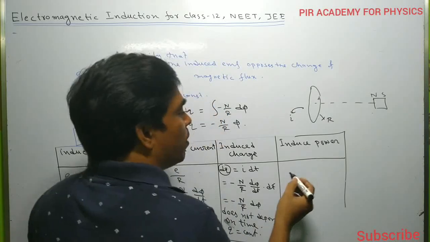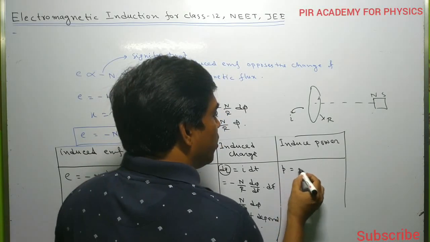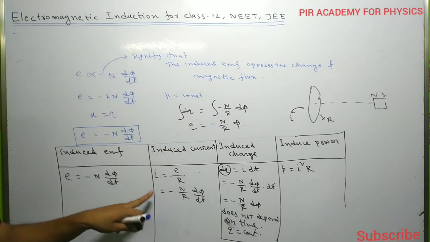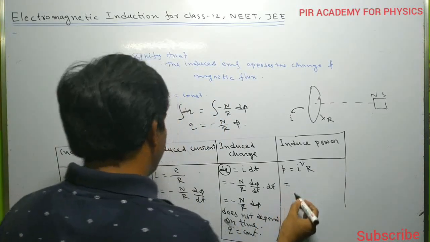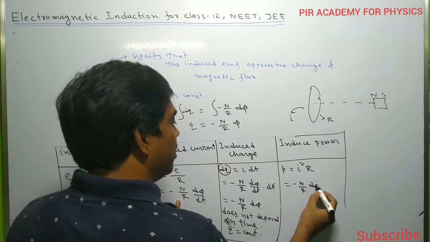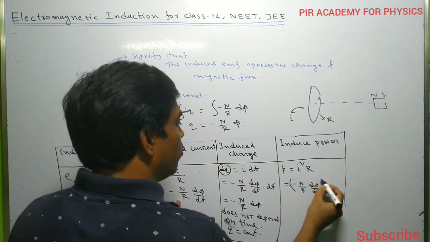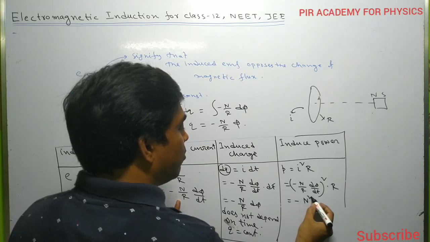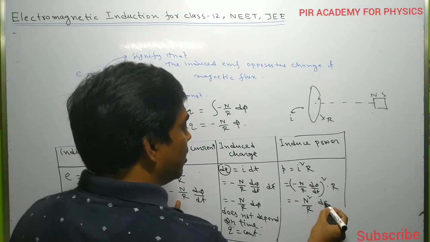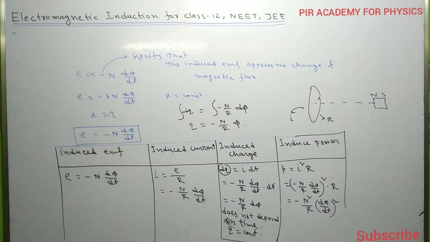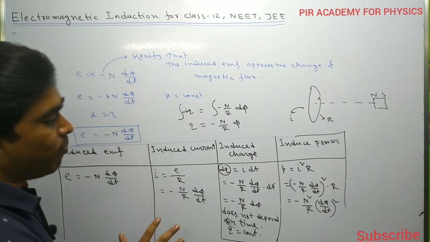Induced power. What will be the induced power? Induced power equals I square R. This is the induced power. You have already calculated the value of I, that means I equals minus N by R d phi by dt. Whole square into R. That will be N square by R d phi by dt whole square. This is the induced EMF, induced current, induced charge and induced power.